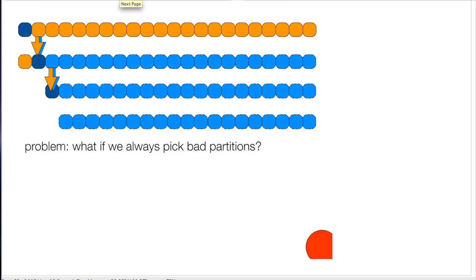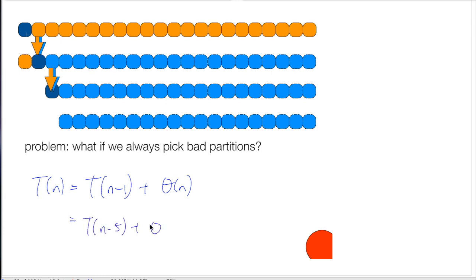always bigger. Then the recurrence becomes T(n) = T(n-1) + O(n). And if you remember from a problem set, we had solved the case when it was T(n-5) + O(n). Let's just say this was a 5. It would be the same sort of thing. Theta of n squared.